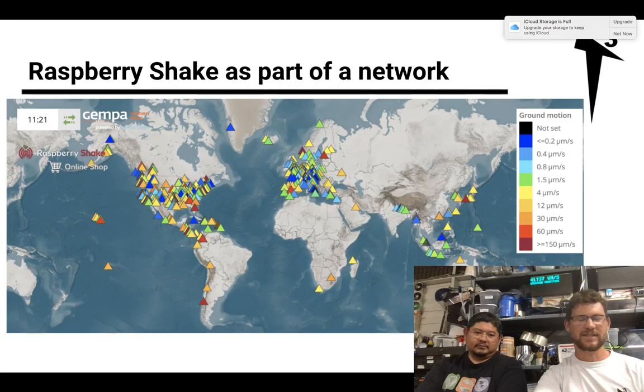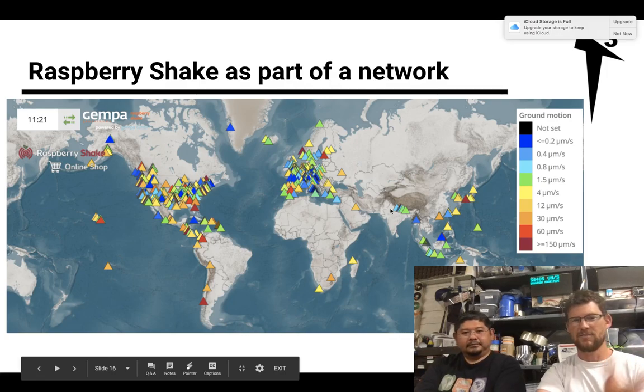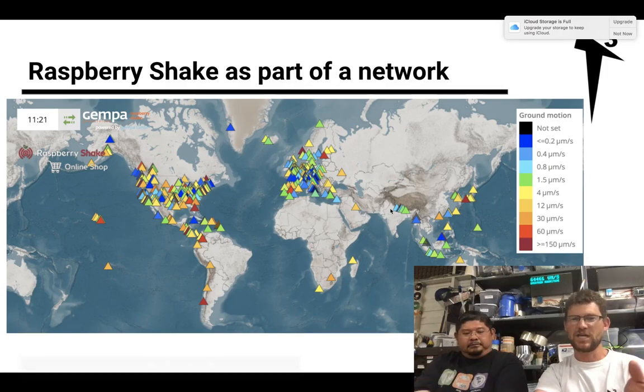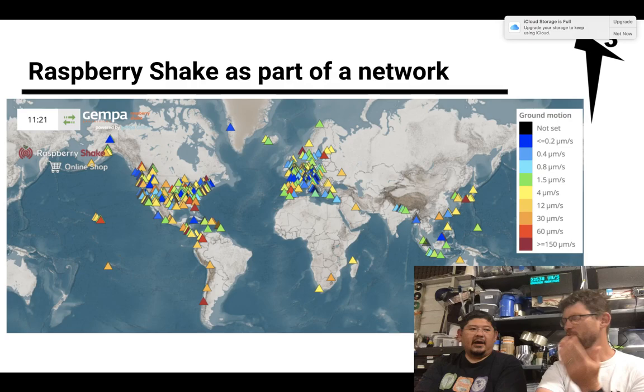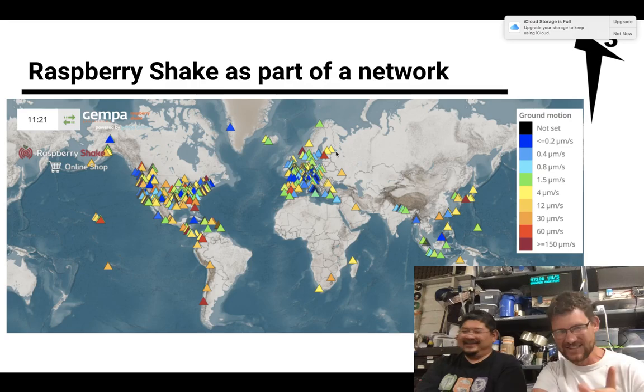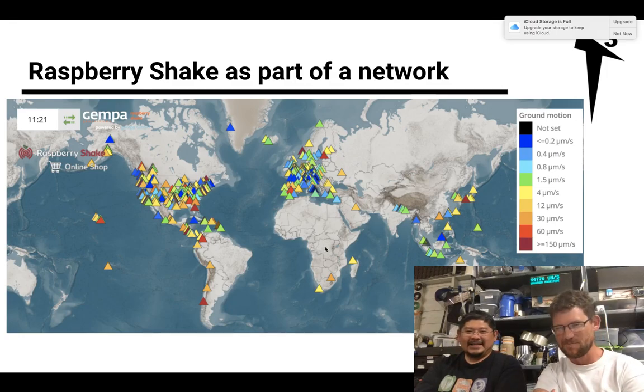So that's pretty cool. The other part of the Raspberry Shake is that you are automatically part of a network that isn't the ISIS, or what do you call it? The IRIS, not ISIS. Not ISIS. In the USGS network, this is a network around the world of Raspberry Shakes that have been put in, and there's certainly big blank spots where there aren't very many Raspberry Shakes.